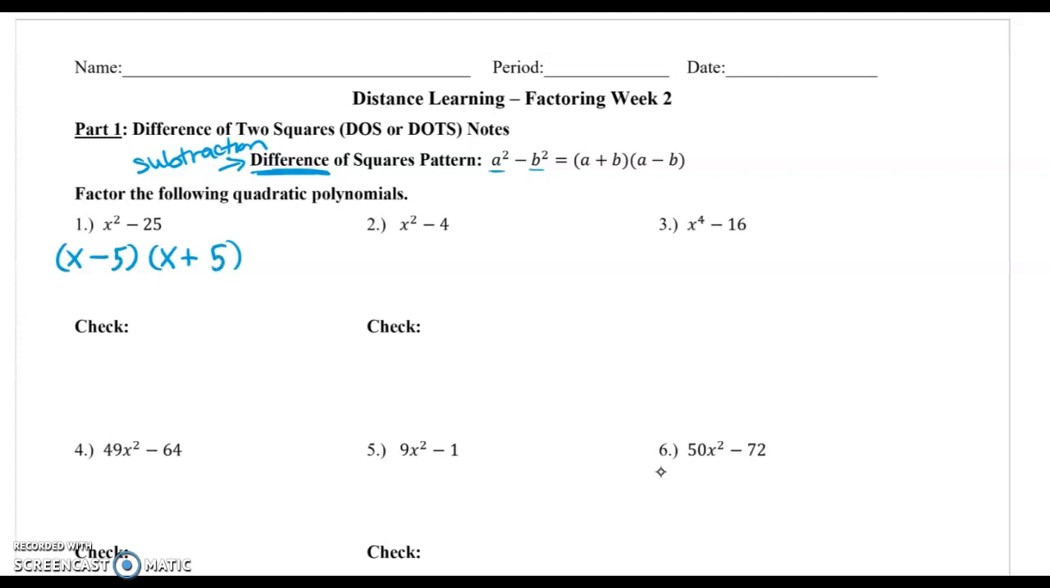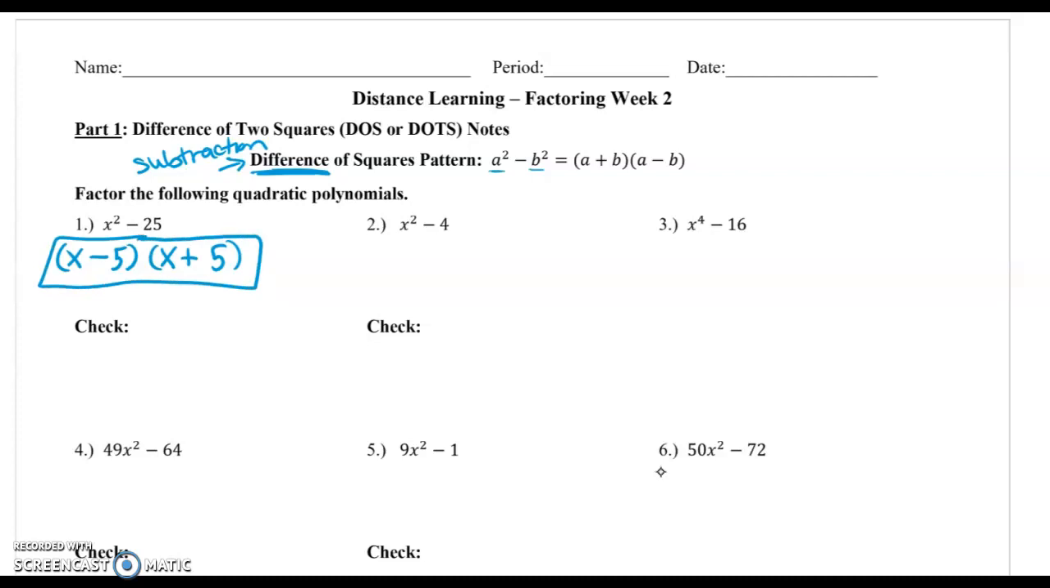Just like when we learned about foiling conjugates, we learned that the middle terms canceled out and you would get x squared. Again, it would be plus 5x minus 5x, which would cancel out, and then minus 25. So this would be how we factor the difference of two squares.